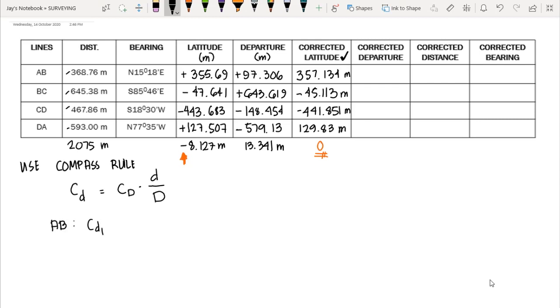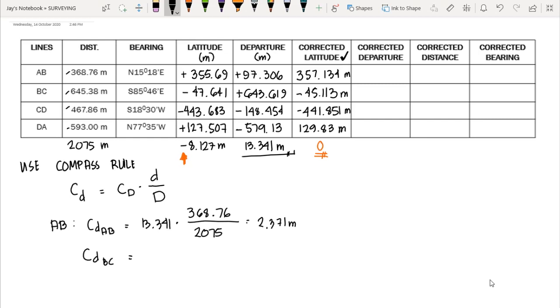So let's begin with AB. The correction for AB is equal to the closure of the departure, 13.341, times the distance of AB, 368.76, over the perimeter, which is 2075. So we have here the value of the correction, which is 2.371 meters.